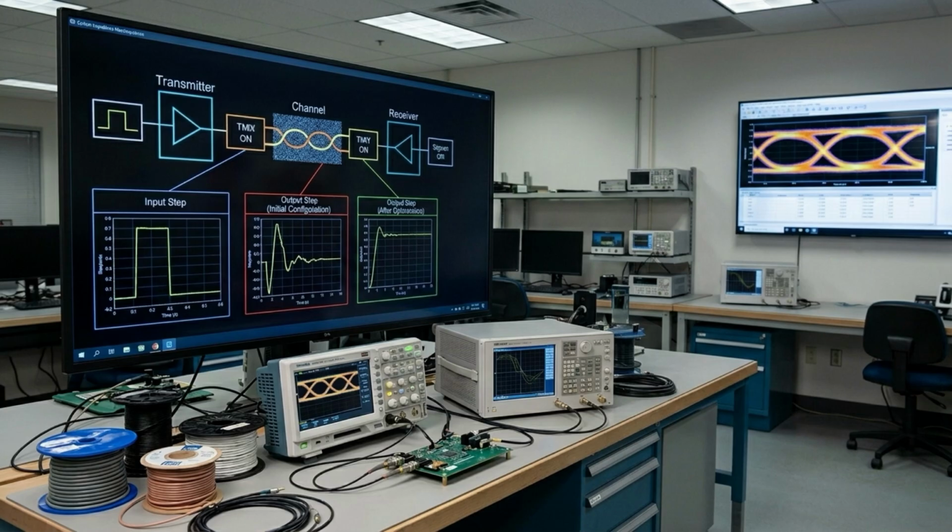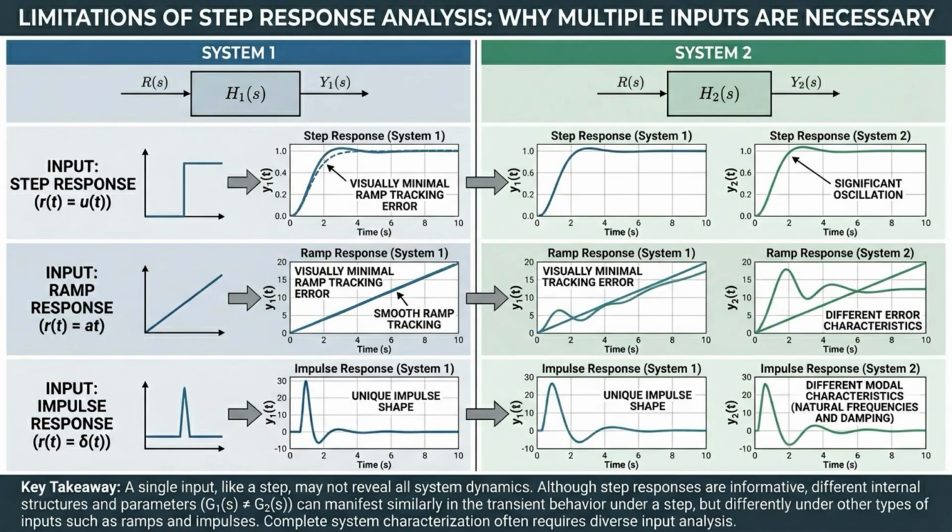At the system level, step response analysis helps engineers optimize signal integrity, reduce distortion, and improve performance. It provides valuable insight into how communication systems behave when operating conditions change rapidly. Although step response analysis is extremely useful, it does not provide a complete picture of every aspect of system behavior. Different systems may produce similar step responses while exhibiting different responses to other types of input signals.